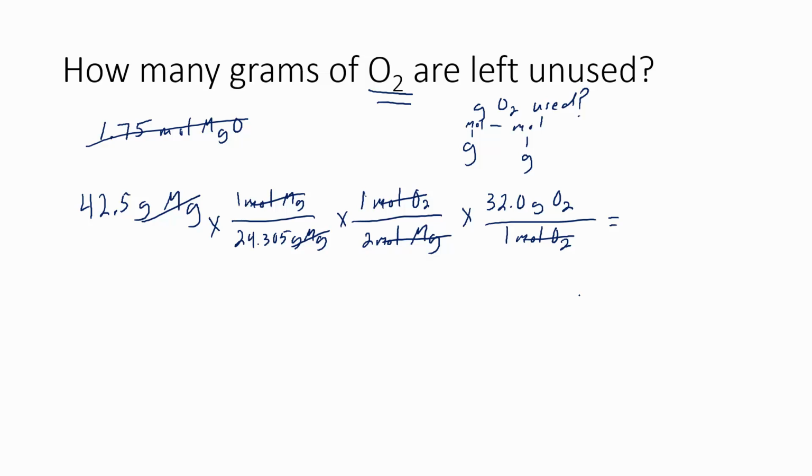42.5 divided by 24.305 divided by 2 times 32. And we get 27.98 grams of O2 used up. Well, that's great, but we wanted to know how much were unused. So did we just do all this for nothing?